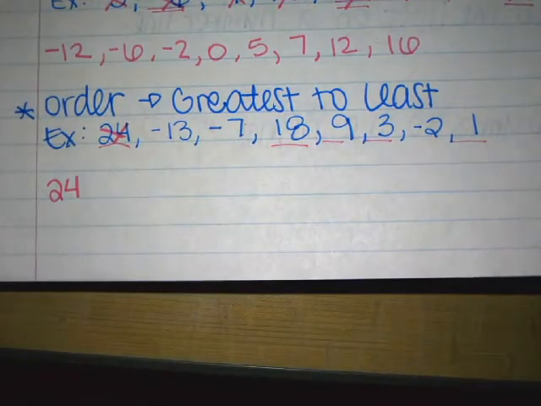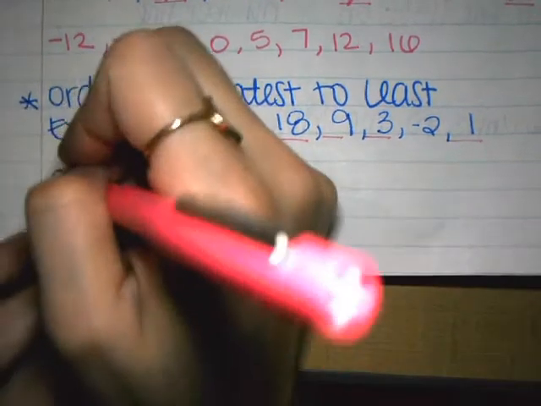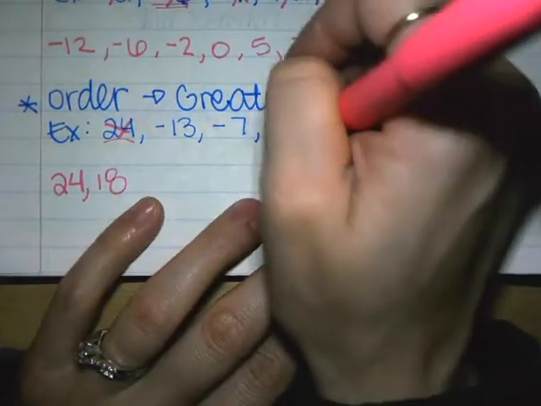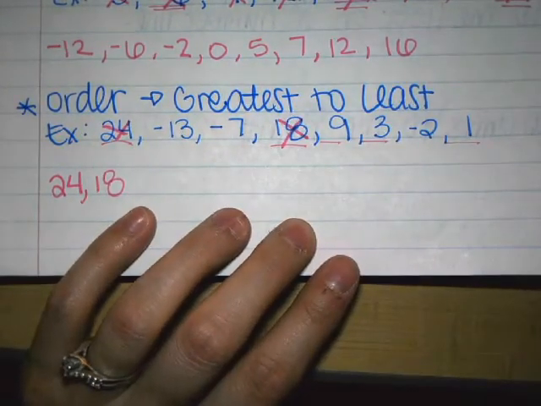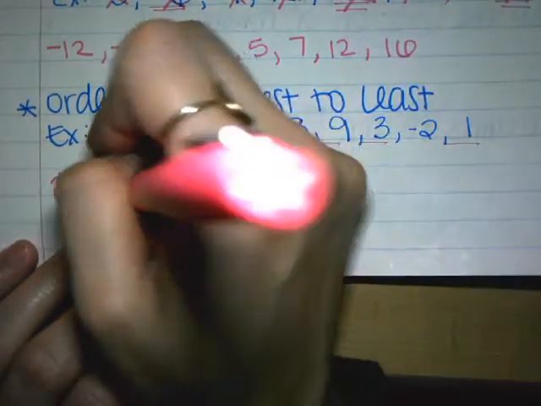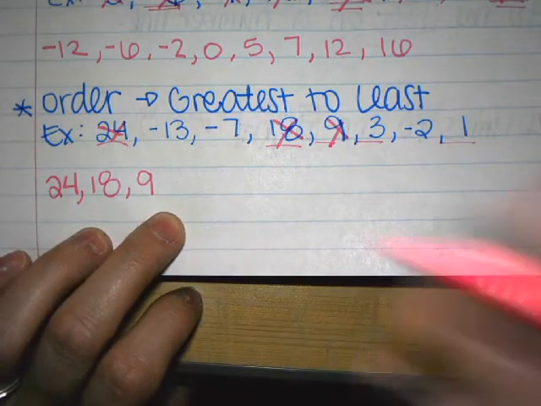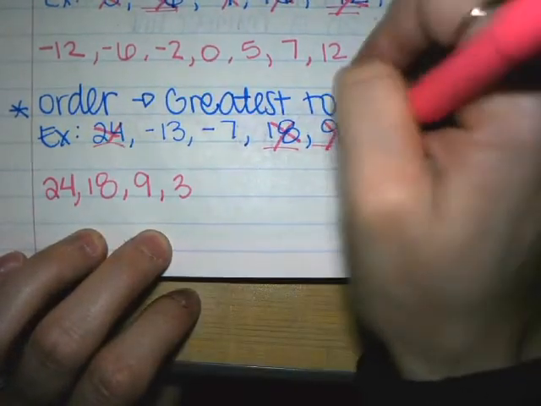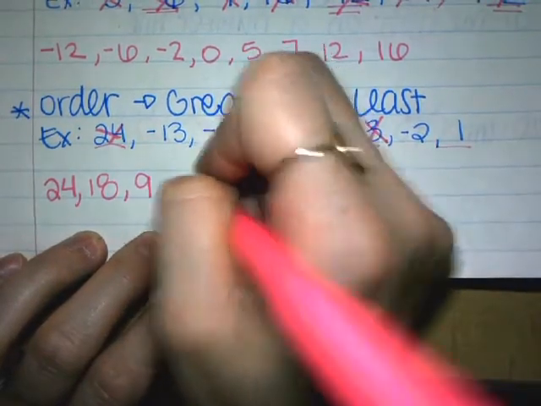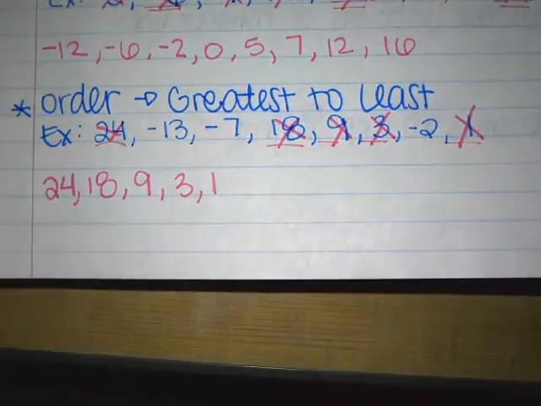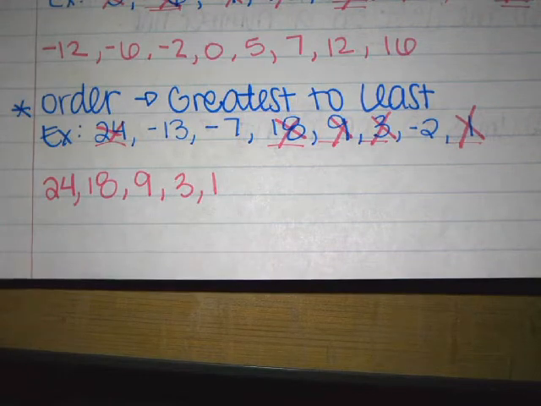I want largest to smallest. What should come next, everyone? 18. What comes after 18, everyone? What comes after 9? 3. And what comes after 3? 1. So we did all of our positives first. Does that make sense to everyone?